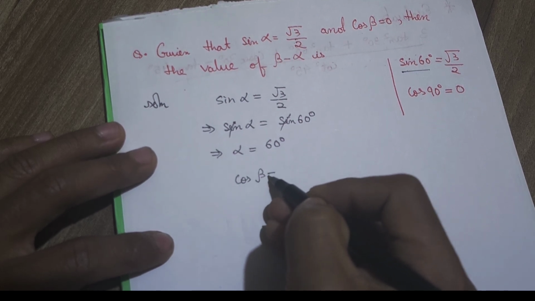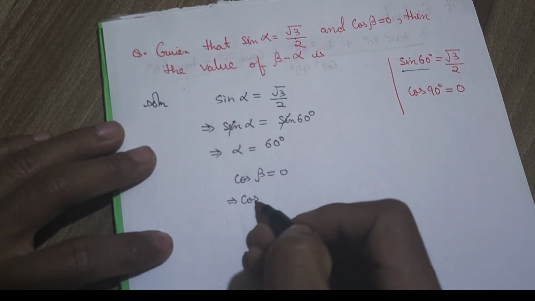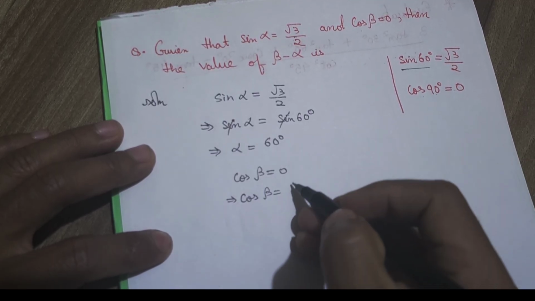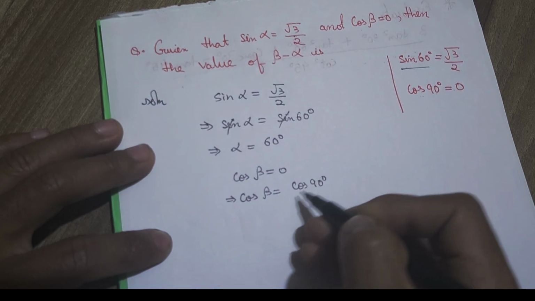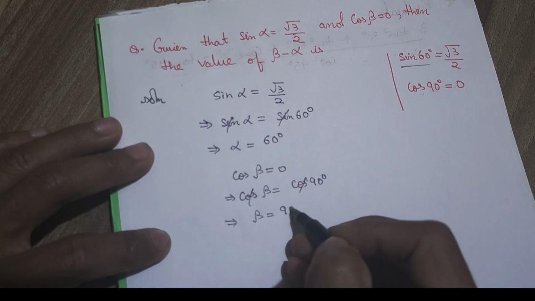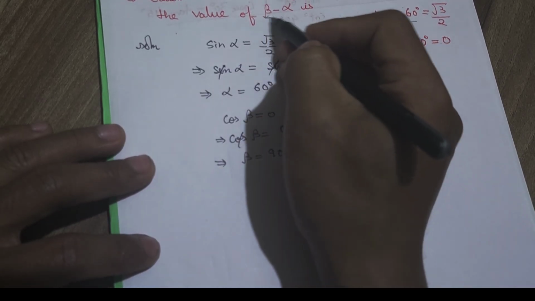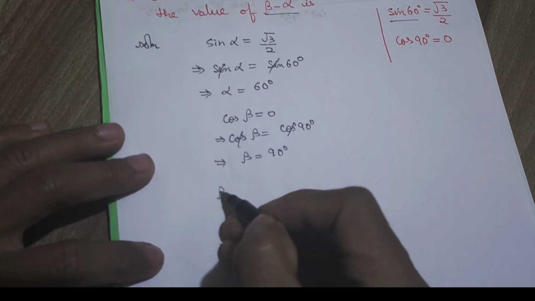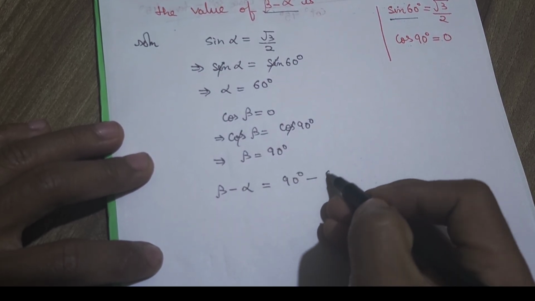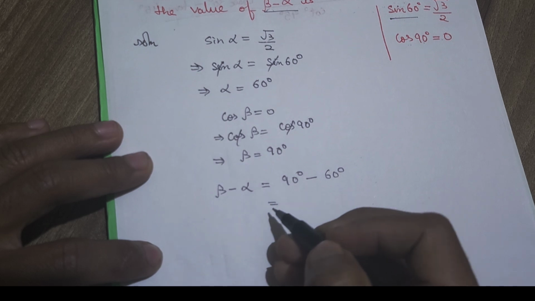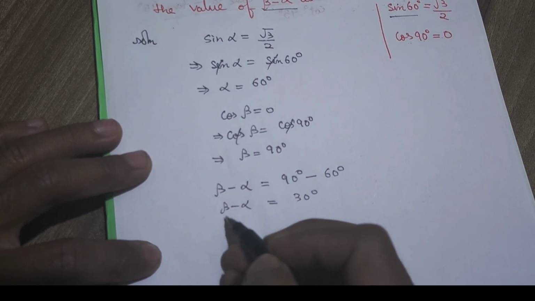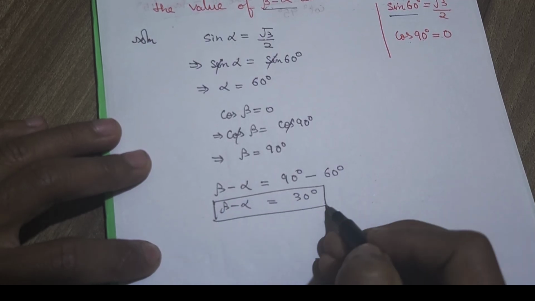cos beta equal to 0. We know that cos 90 degree is equal to 0. So cos 90 degree, cos cancel, then beta is equal to 90 degree. Then we have to find beta minus alpha. Beta value is 90 degree and alpha is 60 degree, which gives 30 degree. So beta minus alpha is 30 degree.